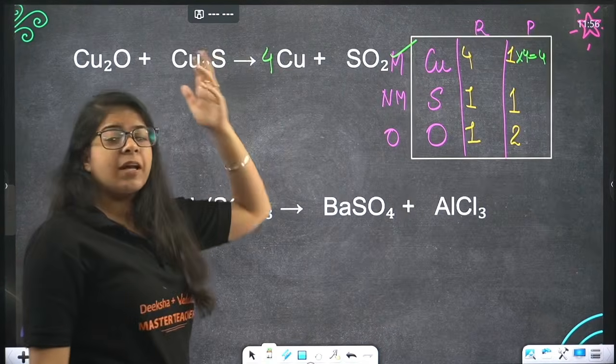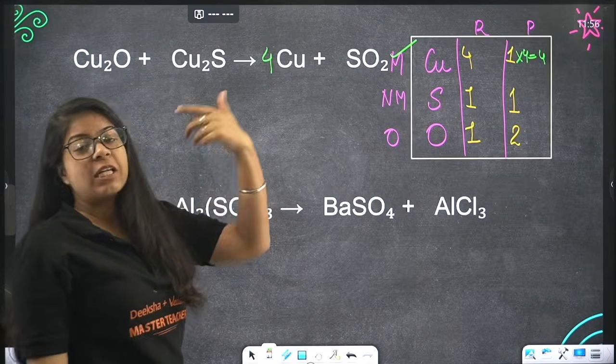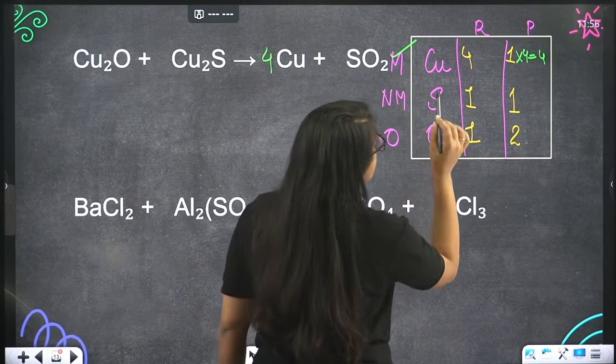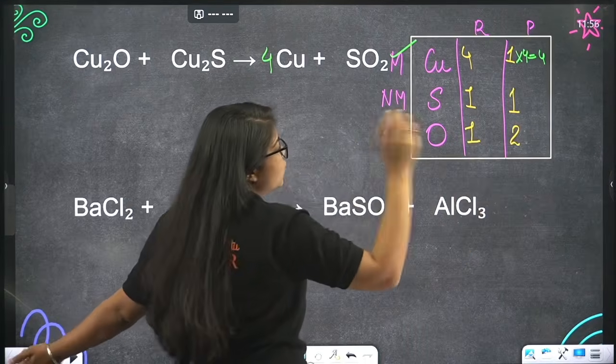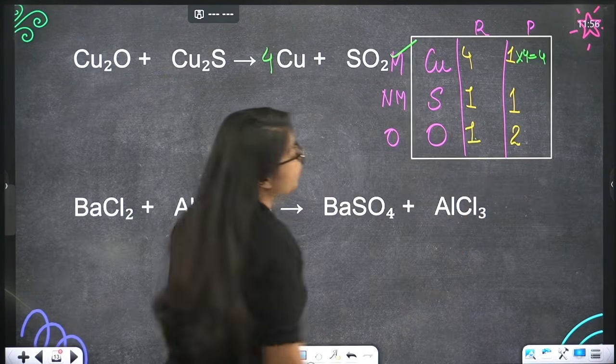And I did not unbalance anything else while balancing copper as well. That's just an added benefit, right? Okay. Next, beta, we have non-metals. Sulfur. Okay, ma'am, this is balanced. We don't need it. Oxygen. 1 oxygen is there on the reactant side, 2 on the product side.